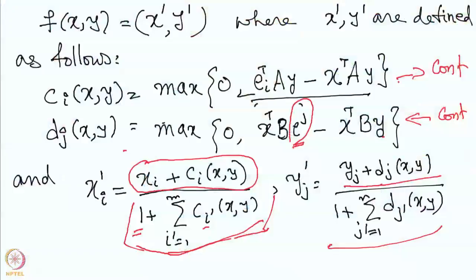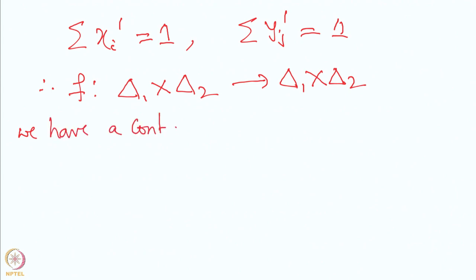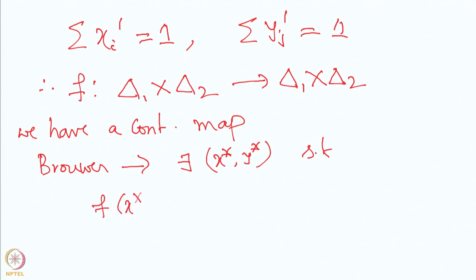And because we have normalized by these factors, the sum of x_i' is going to be 1. Similarly the sum of y_j' is also going to be 1. Therefore the function f that we have defined takes values in delta 1 cross delta 2, mapping delta 1 cross delta 2 into delta 1 cross delta 2. Therefore, we have a continuous map now, and the Brouwer fixed point theorem immediately implies there exists (x*, y*) such that f(x*, y*) is the same as (x*, y*).